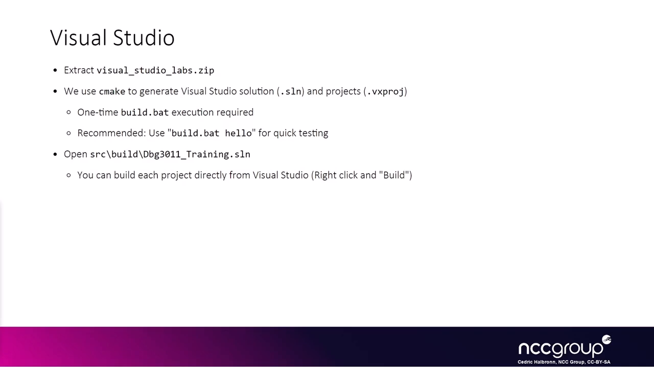The first time you do it, you can use build.bat hello for quick testing. After that, you're going to have a build directory generated with a solution in it. So for all future builds of your binary, you can just use the solution in the general Visual Studio method to build the project.